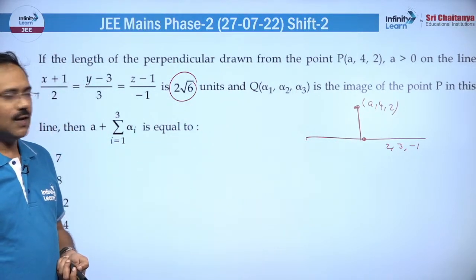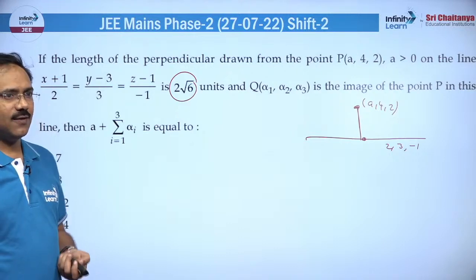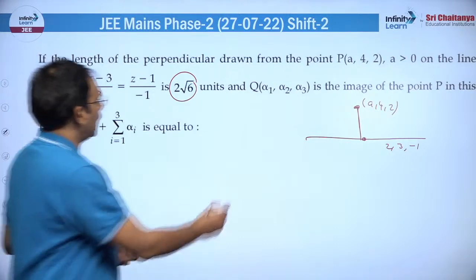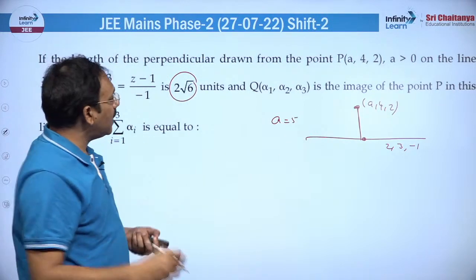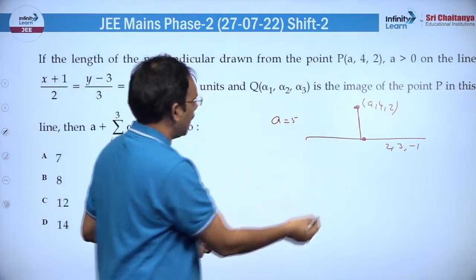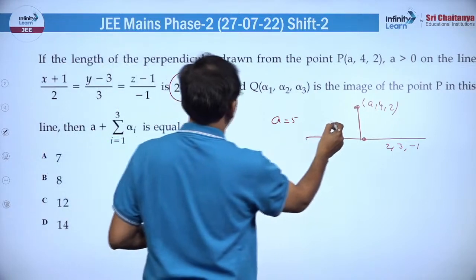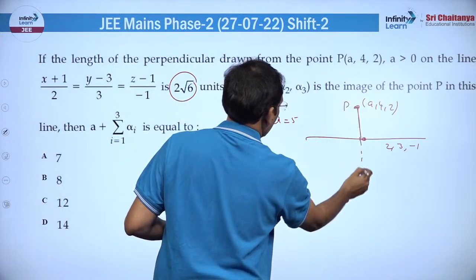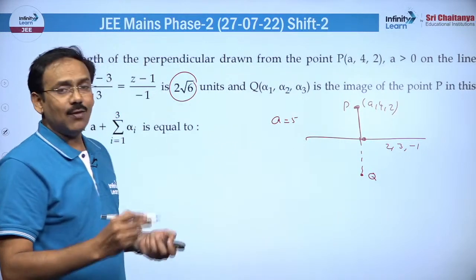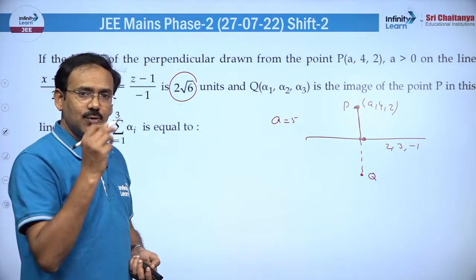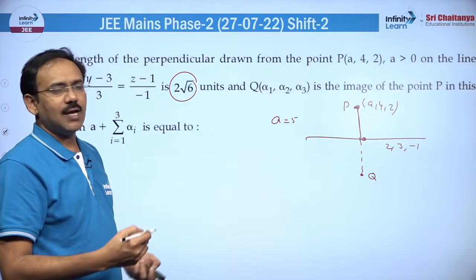So after getting the value of A, my dear friends, you will get the value of A as 5. You need to find the image of this point about this line. This point is given as P, to be the point Q. These are two standard questions in 3D geometry: how to find perpendicular distance from a point to a line, and the image of a point about a line.